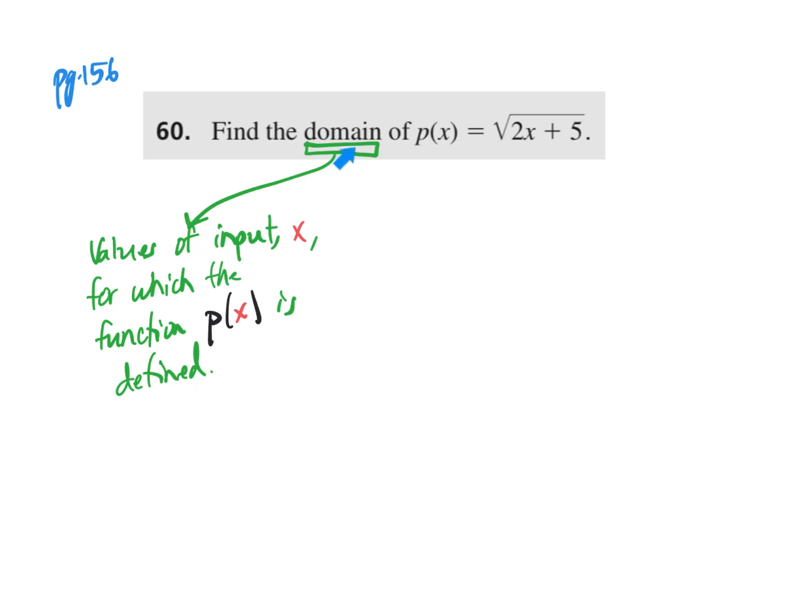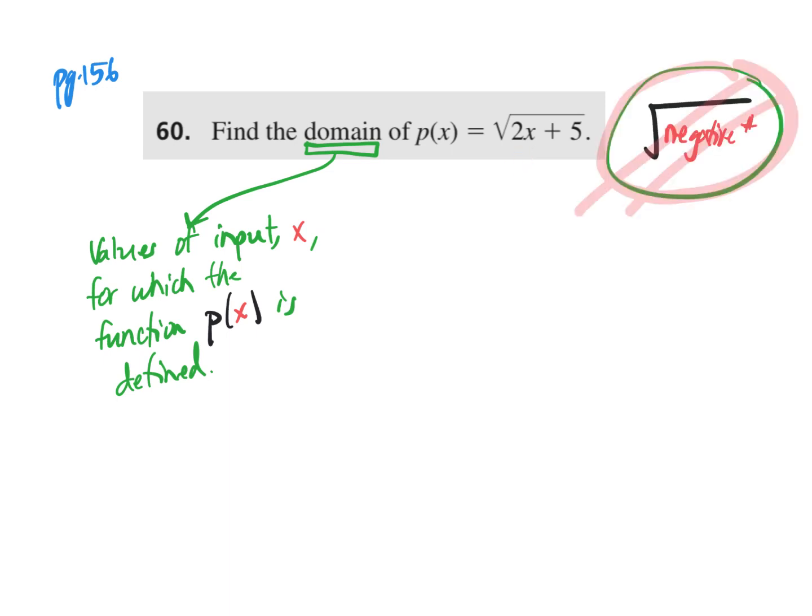All right, in algebra, remember that the domain of a function are the values of the input value, in this case x, for which the function is defined. So if our function has a square root, recall that we can never take the square root of a negative number. Can't do it. That is how we'll find the domain of function p. What's under the square root sign cannot be negative.